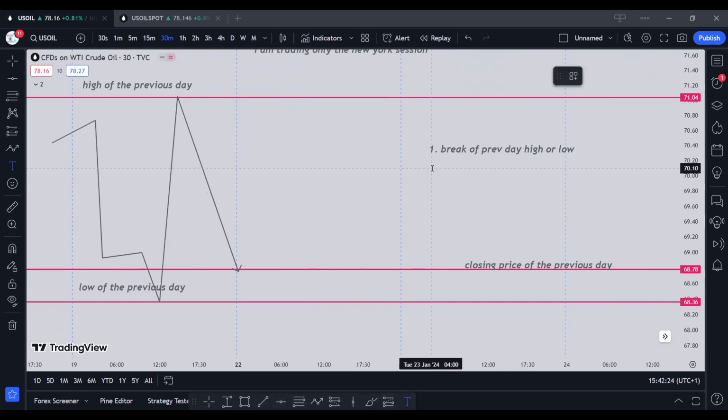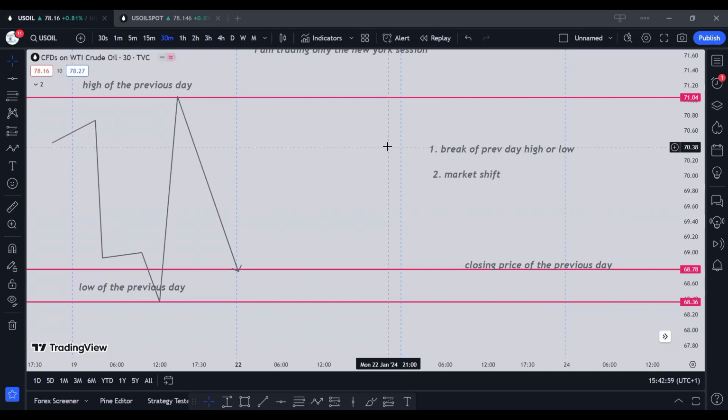Number two, market shifts. I want to see the market shift. It could be what? Creating a higher high when it takes the low of the previous day. When the market takes the low of the previous day, I want to see a higher high. If the market takes the high of the previous day, I want to see lower lows. If I don't see lower lows, I'm not interested in the sell. I'm not interested in the buy.